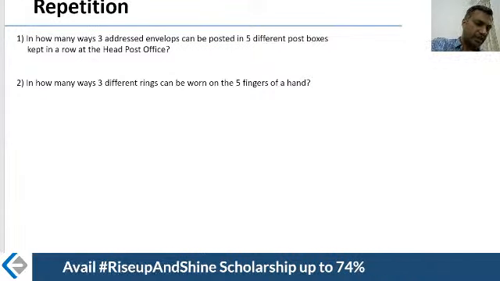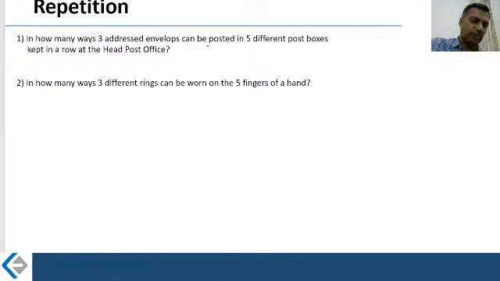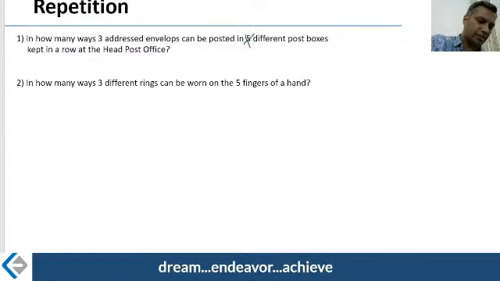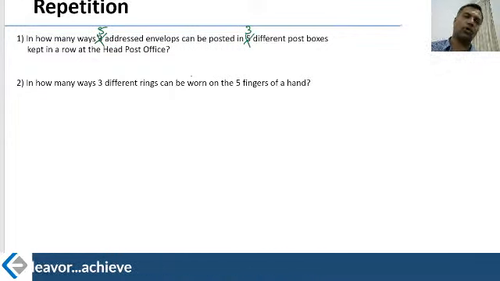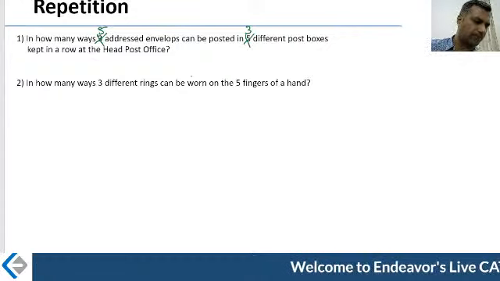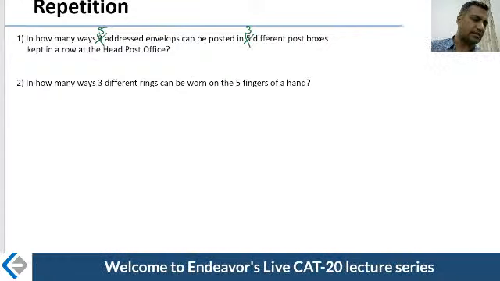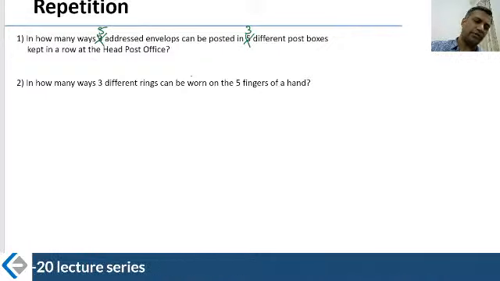What is it that you are trying to say? All right, how many ways can 3 addressed envelopes be posted in 5 different post boxes? Okay, to make it better, let's change these words: 3 different post boxes, 5 different addressed envelopes, just to make sure it's clearer. Otherwise, it looks like, hey, I have fewer letters and more boxes. Fine, more letters, you take it, no problem. All right, in how many ways can 5 addressed envelopes be posted in 3 different post boxes kept in front of a head post office?